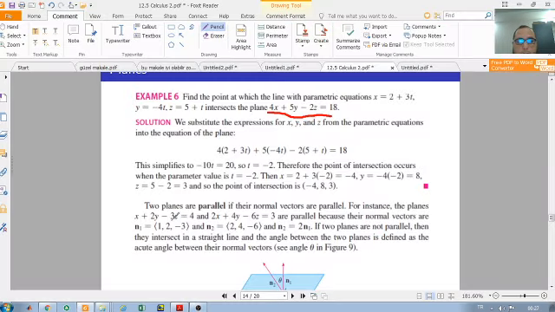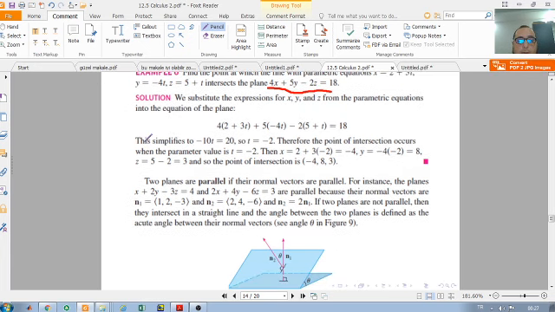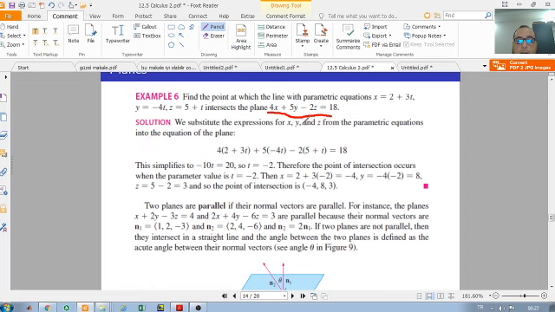Hello everyone, we continue with example 6. So we find the point at which the line with parametric equations given here intersects the plane x plus 5y minus 2z is equal to 18. So we substitute the expressions for x, y and z from the parametric equations into the equation of the plane.